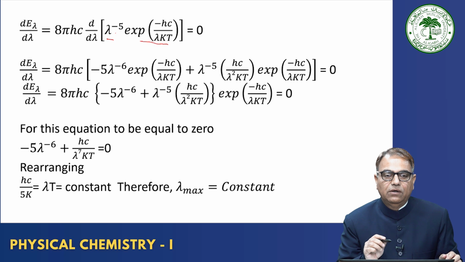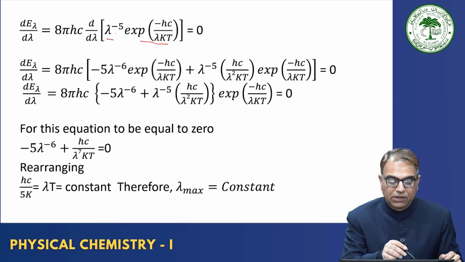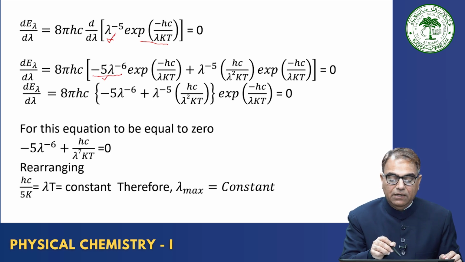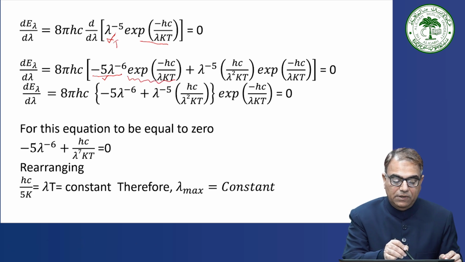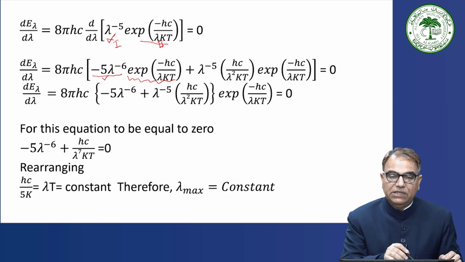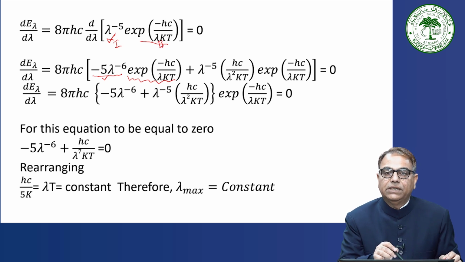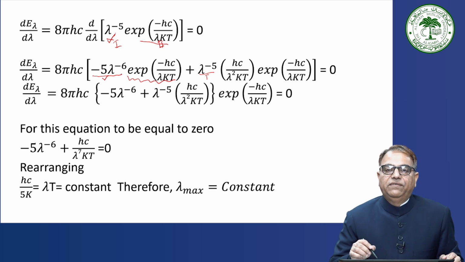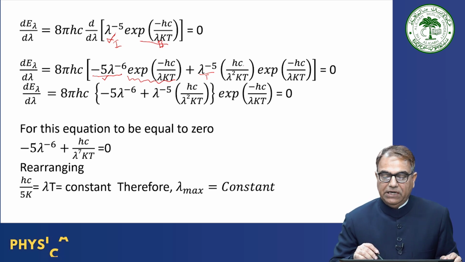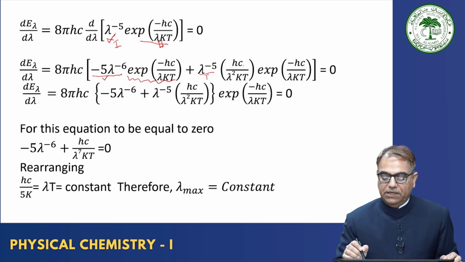For those of you who have not done much of mathematics, I will tell you. So differential of this term will be this part. If you differentiate with respect to lambda, you get this one, and this you keep constant here. You have first term, you have second term. So this is the first term differential, keeping the second constant, and then you keep the first constant and differentiate the second one, exponential term. So differentiating the second one gives you hc divided by lambda square kt exponential minus hc divided by lambda kt is equal to 0.